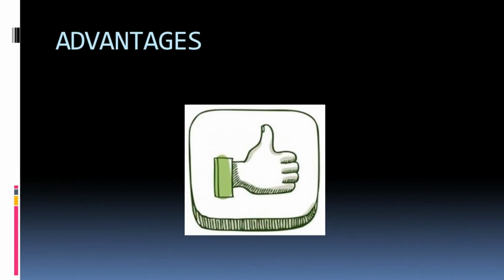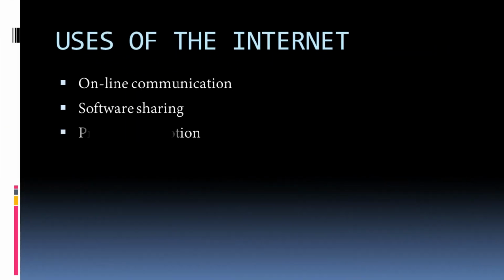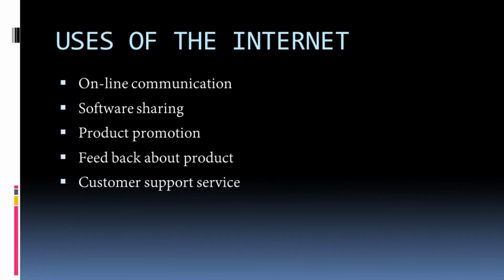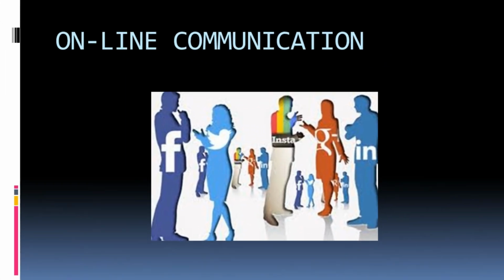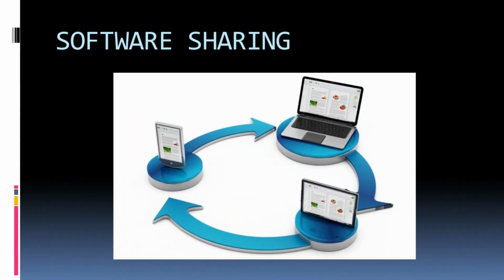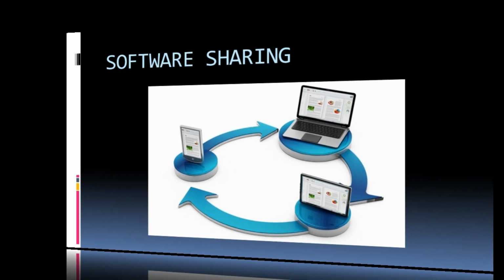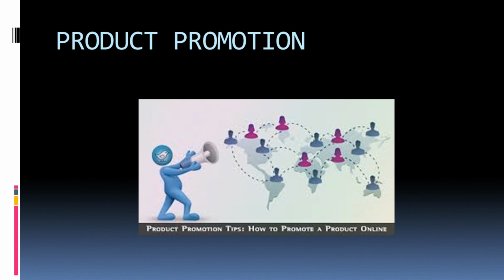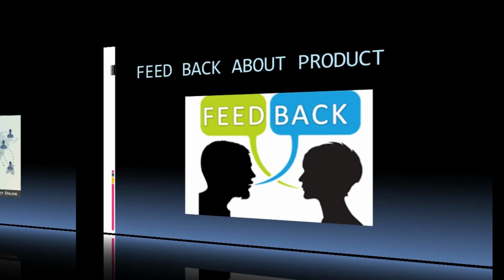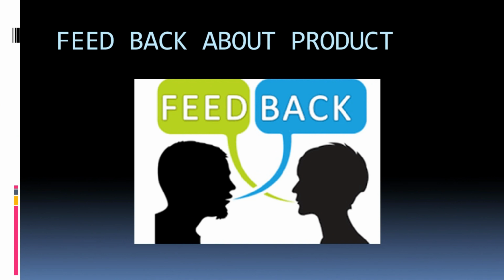And now let's go to the advantages. Advantages means which is useful for our daily lives. Uses of the internet: online communication, software sharing, product promotion, feedback about product, customer support service. Online communication is like social media. Software sharing, you can use the app, share it. Product promotion is like promoting anything in Facebook. Feedback about the product. Customer support services.